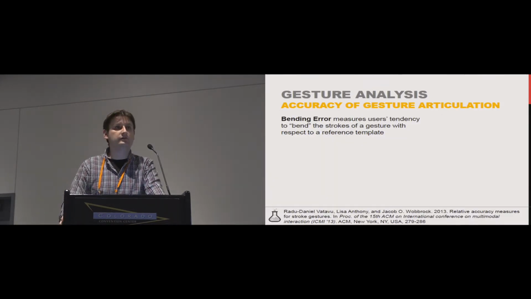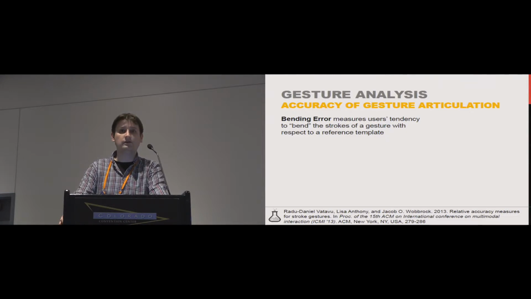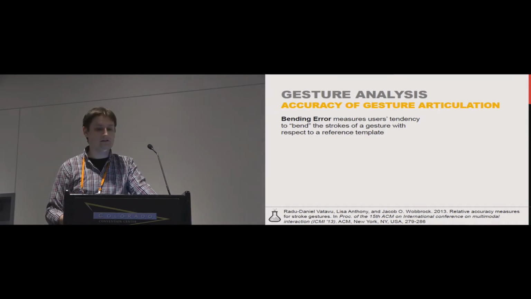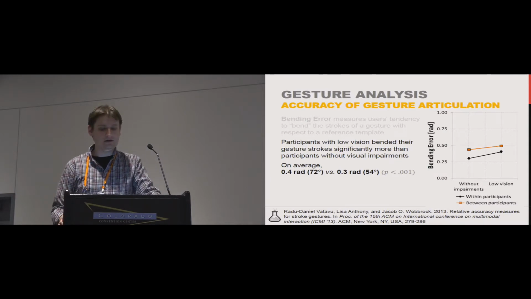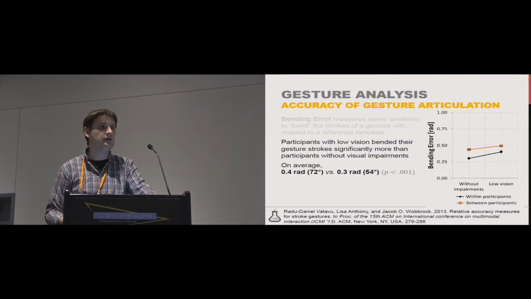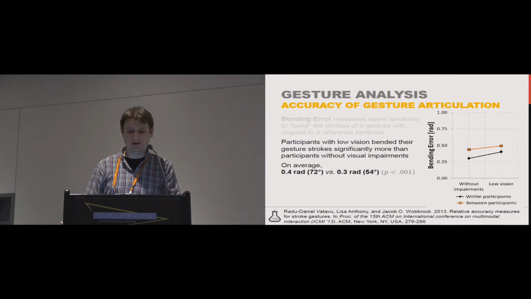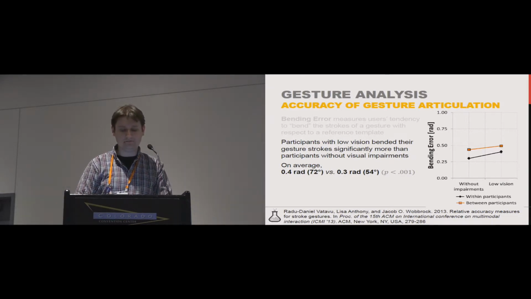And another important measure is bending error, which quantifies users' tendencies to bend the shape of their strokes with respect to, again, an ideal execution of a specific gesture or a template. Okay, so again, this time participants with low vision produced gestures that were significantly different than the same gesture types produced by participants without visual impairments in terms of the bending error measure.